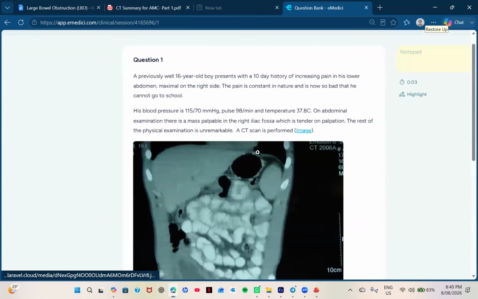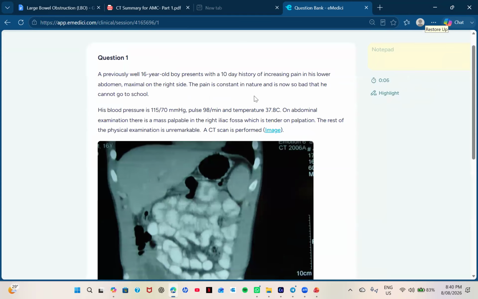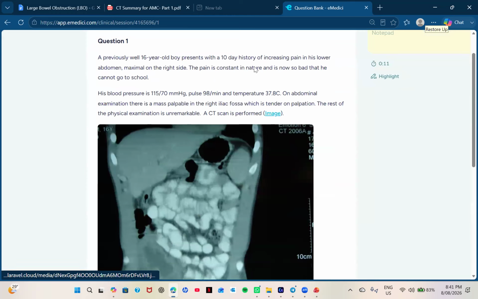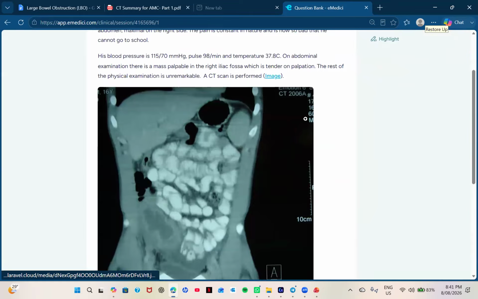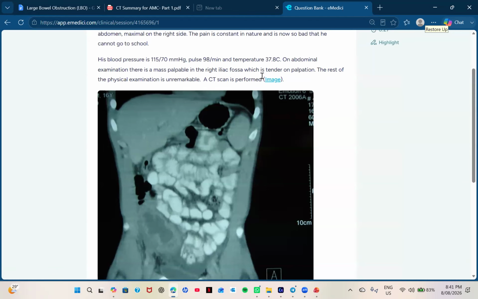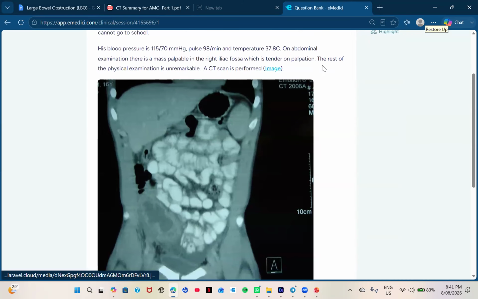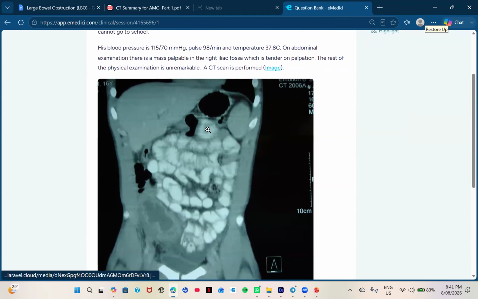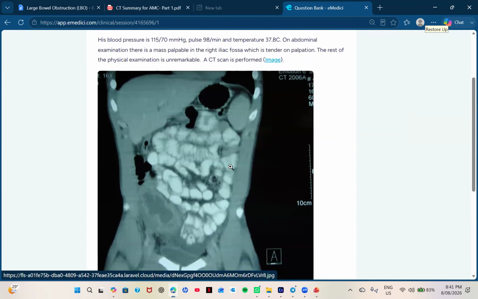Okay, here. A 16-year-old boy with a 10-year history of increasing pain in his lower abdomen and the right side. The pain is constant, and it is now bad, and he can't go to school. His blood pressure is 115 over 70, pulse 98, temperature 37.8. On abdominal examination, there is a mass palpable in the right iliac fossa with tenderness on palpation. The rest of the physical examination is unremarkable. A CT scan is performed.